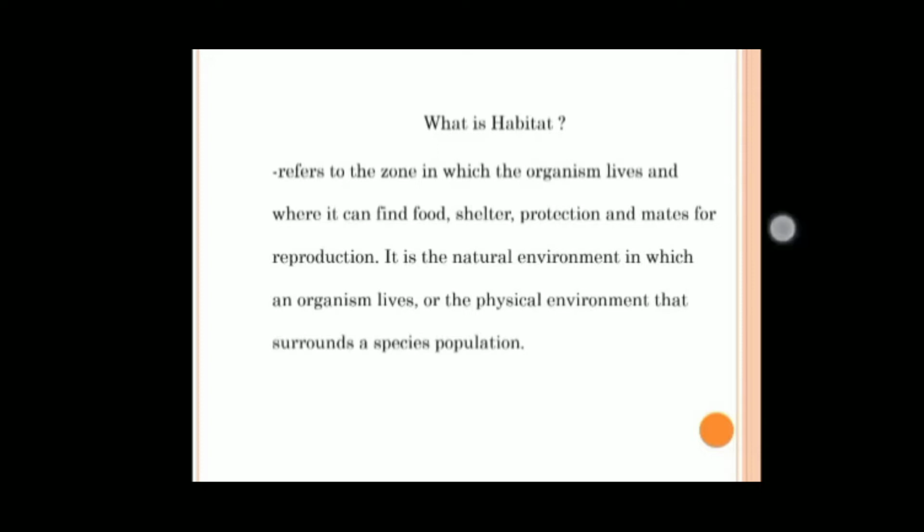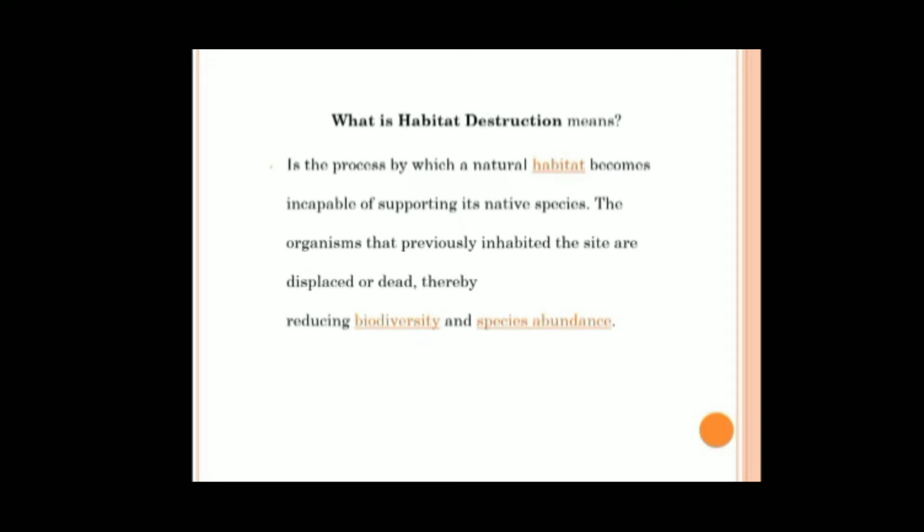What does habitat destruction mean? It is the process by which a natural habitat becomes incapable of supporting its native species. The organisms that previously inhabited the site are displaced or dead, thereby reducing biodiversity and species abundance.